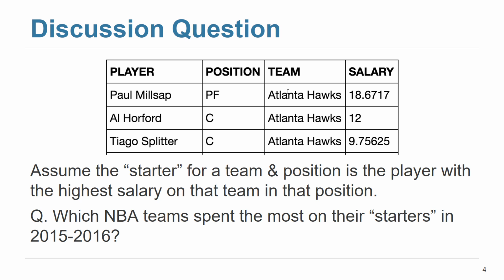Okay, we don't need the player, right? We can just drop the player column. We go by team and position and aggregate on salary, and the aggregation function should be maximum. Okay, if we do that, then for each team and position we get the maximum salary. Right? Now we have, assuming that we have all the 5 positions, of course, for each team these are the positions and these are the highest salaries.